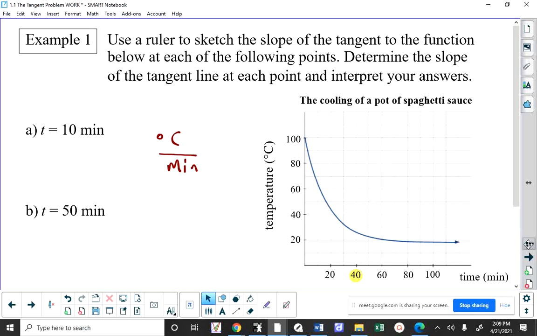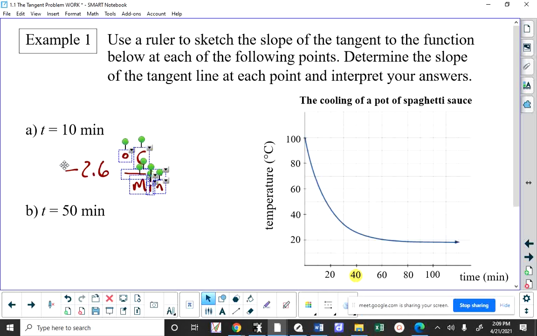So what is the slope of the tangent line? Negative 2.6 degrees Celsius per minute. I would be really shocked if all of you got negative 2.6. Like picking your points. Unless you pick the same points, you're likely to get a slightly different answer.